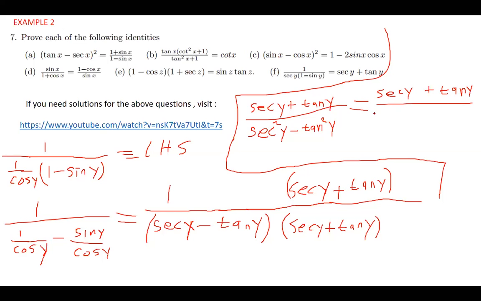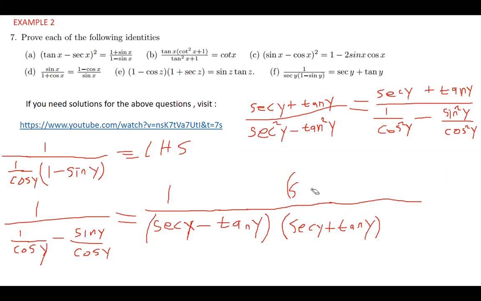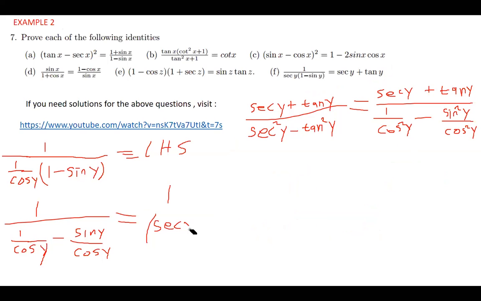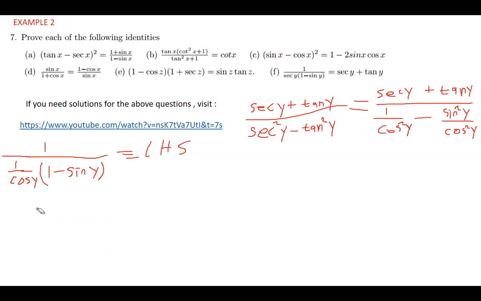Then everything divided by sec squared y, which is the same as 1 over cos squared y, minus tan squared y, which is the same as sine squared y over cos squared y, like that. So let me just erase what is down here, so that we have at least space. Okay, I think this is enough, we can write our answer there.